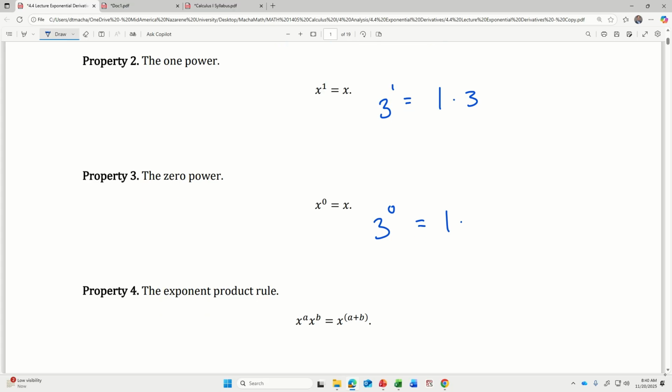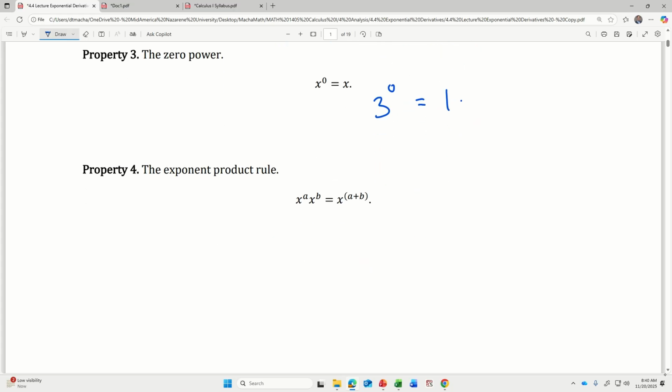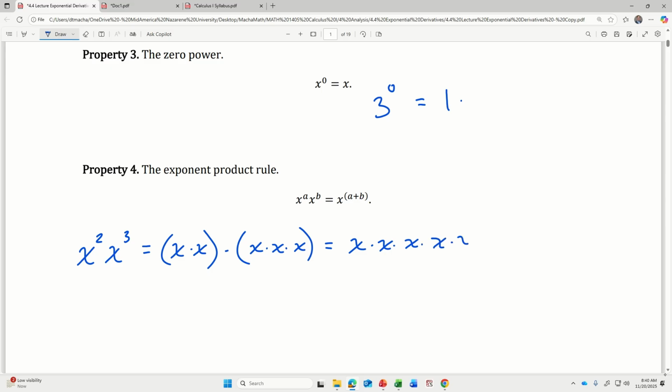The exponent product rule goes like this. It says, what if I have x squared times x to the third? That would be like x times x times x times x times x. But multiplication has a property called, it's not the commutative property, it's the associative property. Multiplication is associative, and so since I'm just multiplying, I could get rid of the parentheses according to the associative property of multiplication, and this is just x to the 5th power.